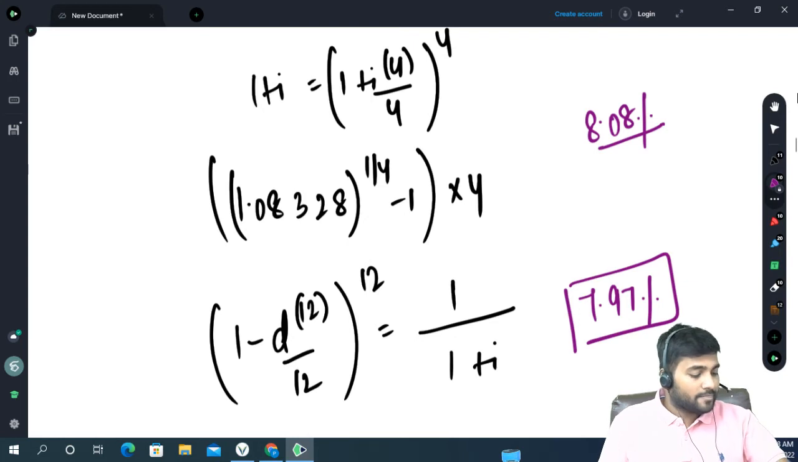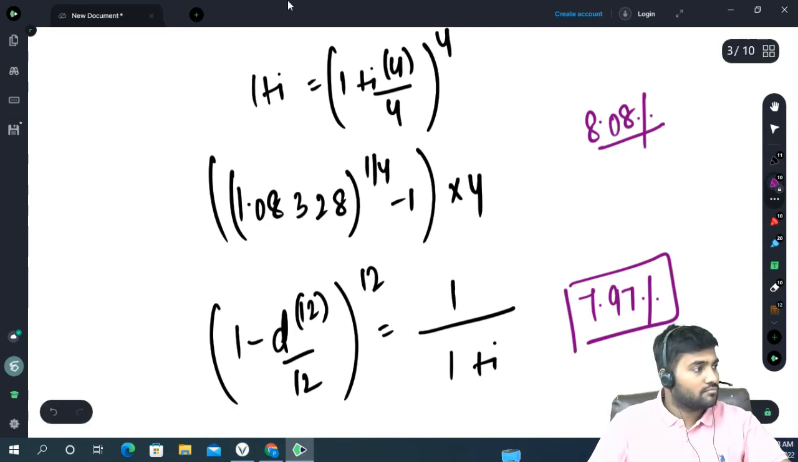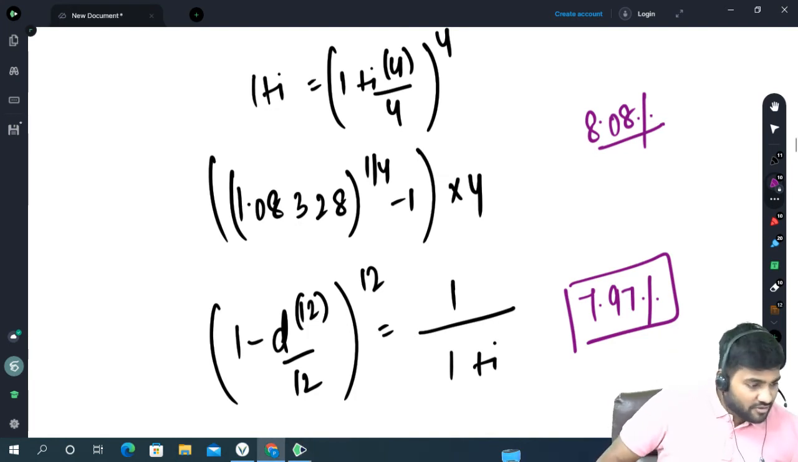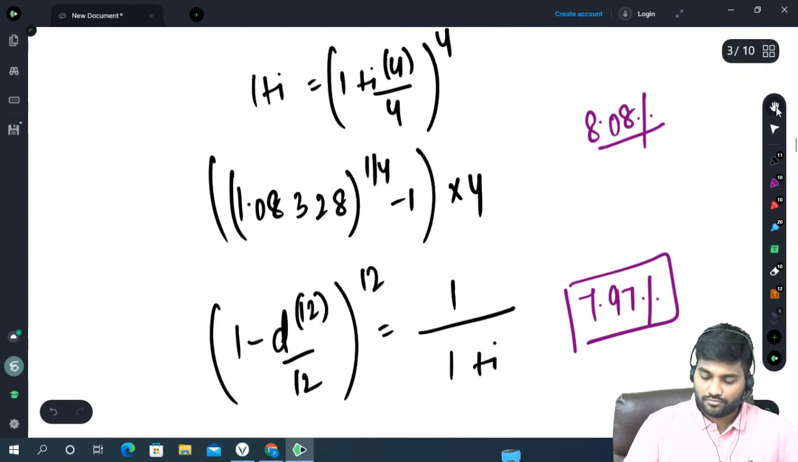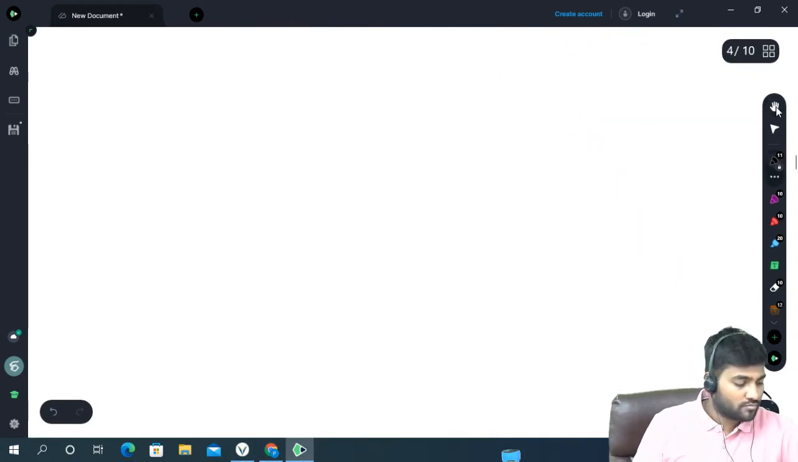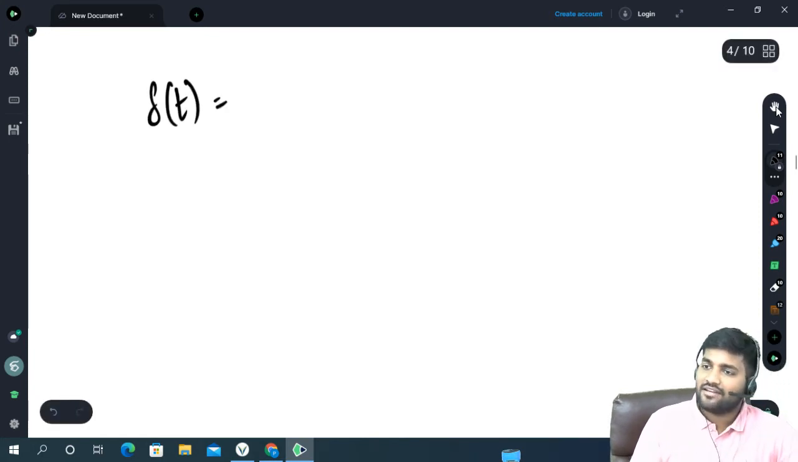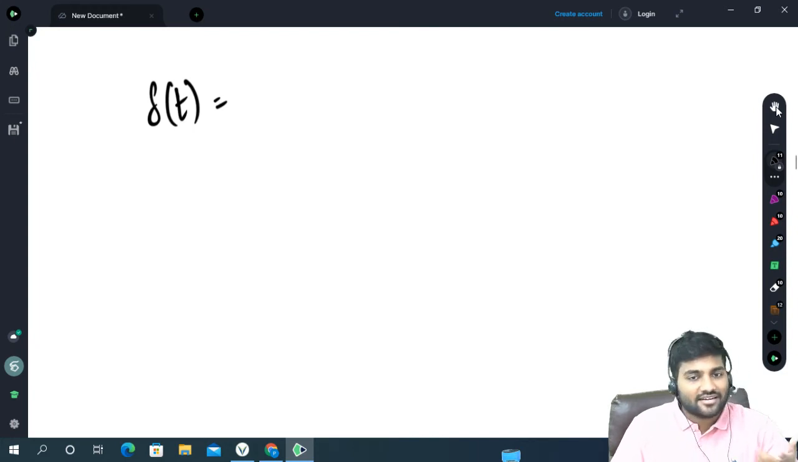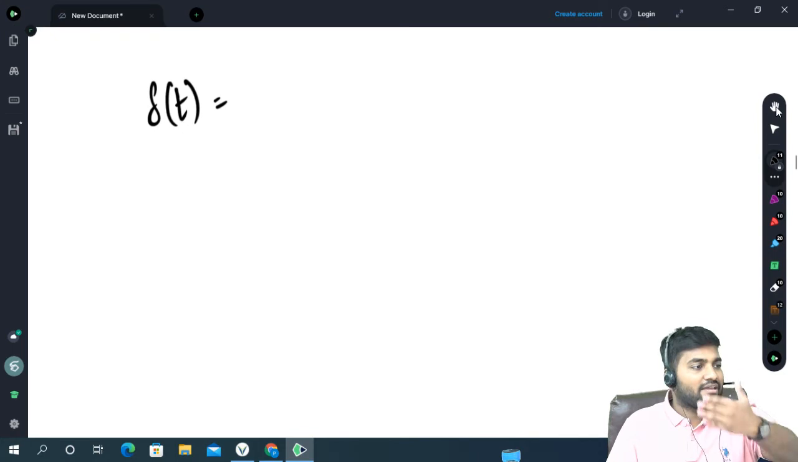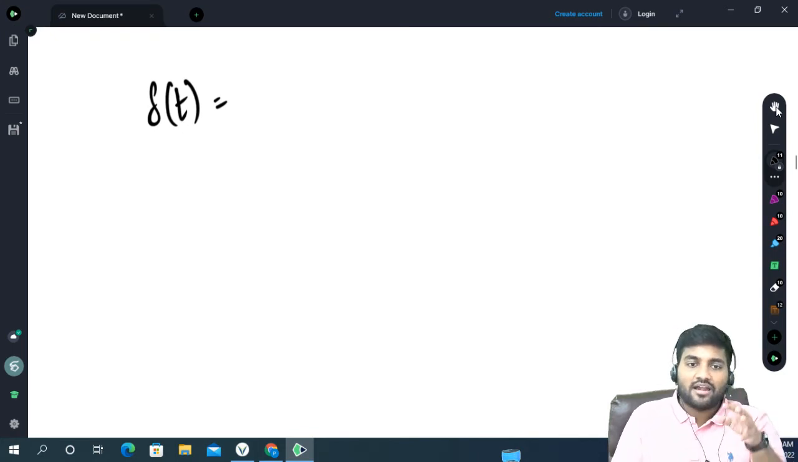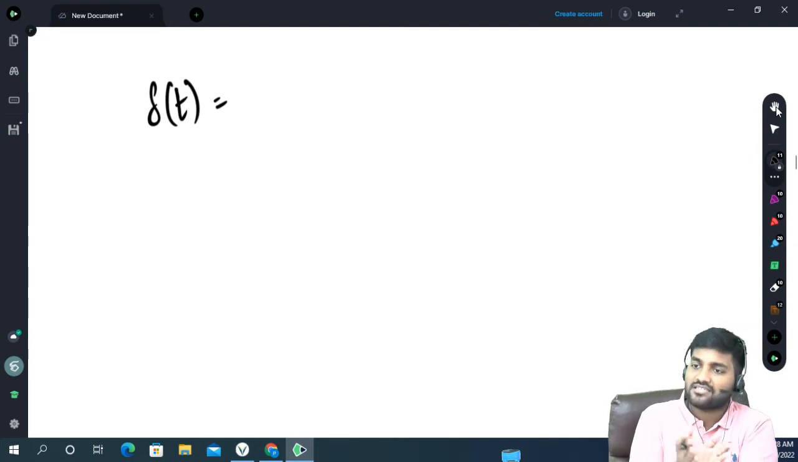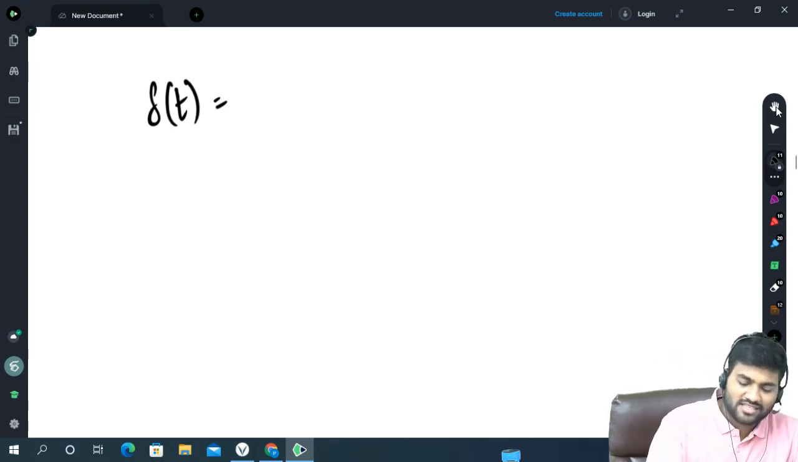Now next, please put the heading: force of interest as a function of time. Now you will see delta has become a function of time t. In reality also this happens. All the time the interest rate is not constant, no? Over a span of 5 years, 10 years, 15 years, interest rate is not constant. Now we are making the force of interest a function of time t. As the time changes, the rate of interest will also change.